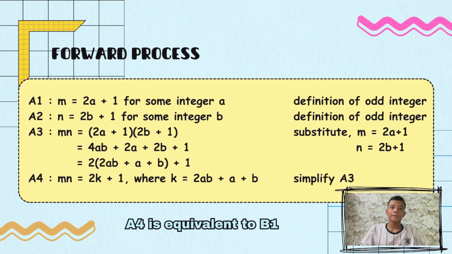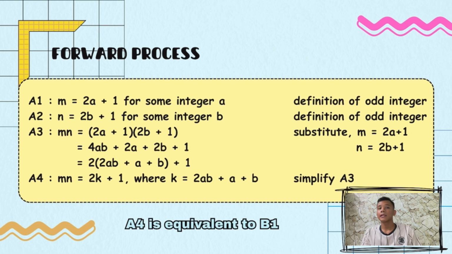The next step is to use the forward process until the backward and forward are equivalent. Since the hypothesis states that m and n are odd, for statement A1, by using the definition of an odd integer, we get m equals 2a plus 1 for some integer a. And then statement A2 is n equals 2b plus 1 for some integer b. This is also according to the definition of an odd integer.